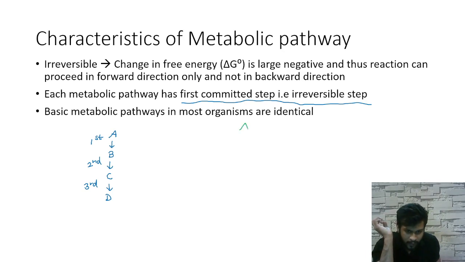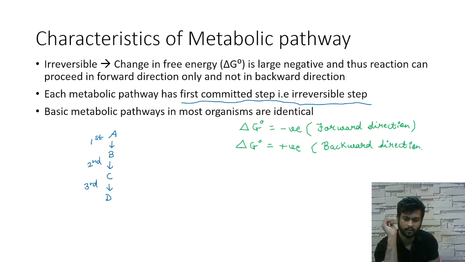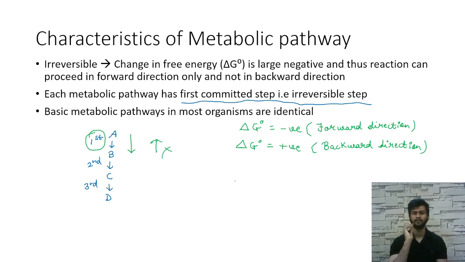When the value of free energy is negative, the reaction will favor the forward direction only. And if the value of free energy is positive, the chemical reaction will favor the backward direction. You just have to understand these 2 points for now. In the irreversible step, the value of free energy is large negative. So if this is the irreversible step and the free energy is large negative, the reaction will favor the forward direction and not the backward direction.